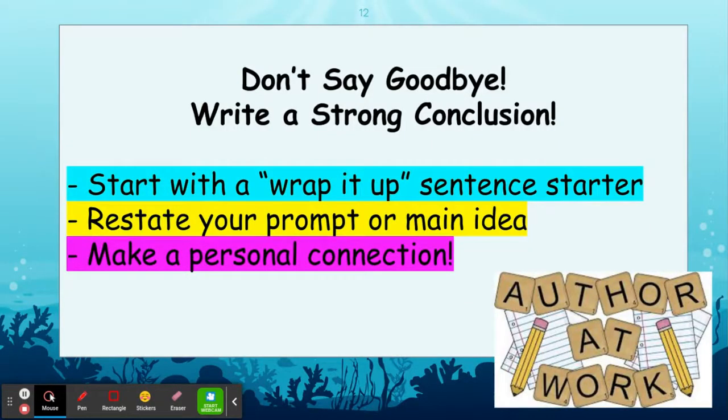We are going to use this little chart to help us write our conclusion. Don't say goodbye. We are going to write a strong conclusion. We are going to start with a wrap it up sentence starter. We are going to restate our main idea, and we're going to make a personal connection. Please watch me as I do this for you.